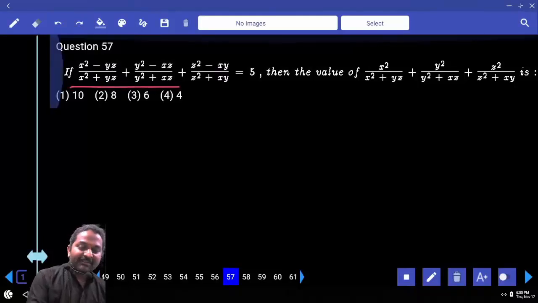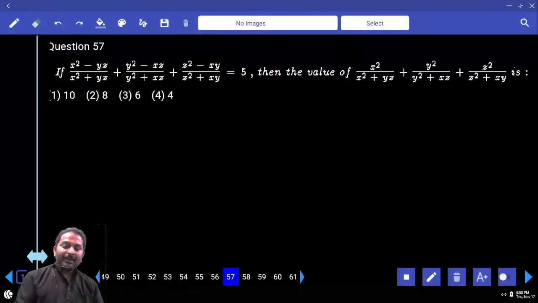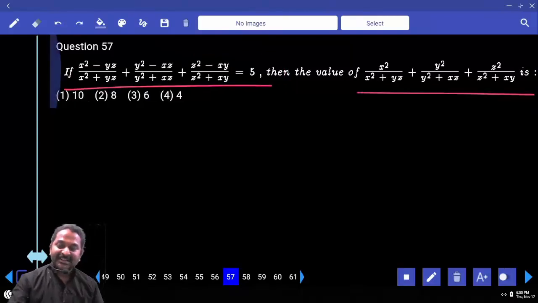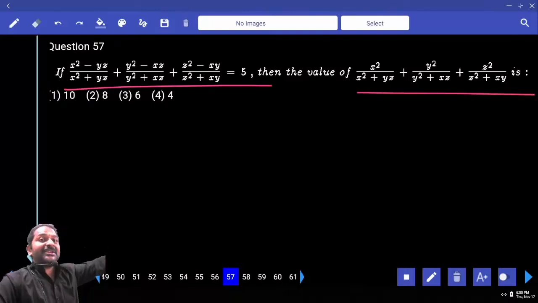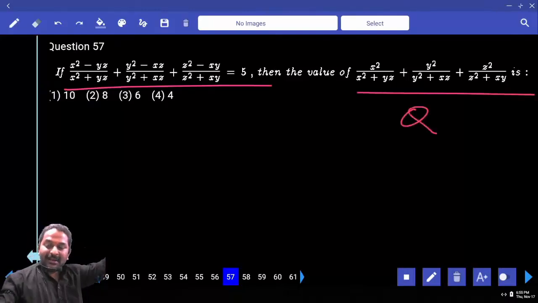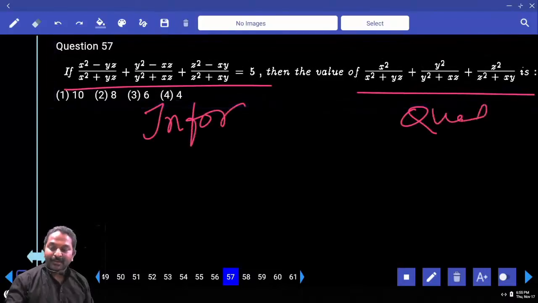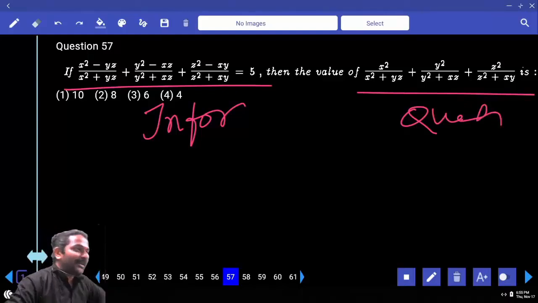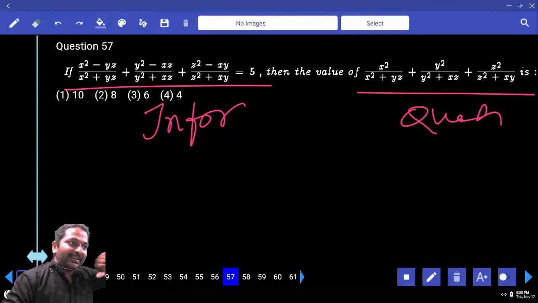So now we were given a value here and asked to find something here. Now this is the information and this is the question. Understand my terminology. In the information, look at the denominator of the first term. X square plus YZ is the same denominator that is there in the first term in the question, right?